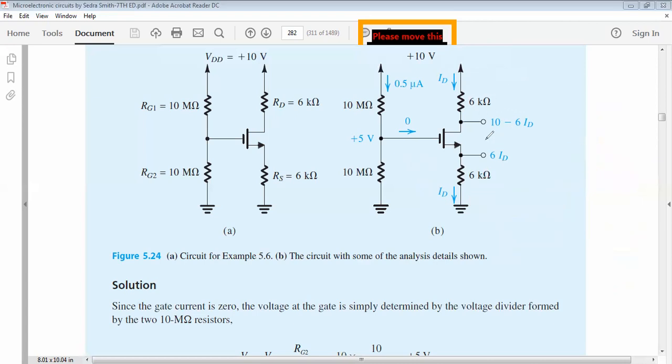That's it. So this is about how to analyze MOSFET circuits. We calculated ID, drain current is equal to 0.5 milliamperes. The results are 0.5 milli, and VD is equal to 6 ID. We calculated all node voltages and all branch currents. Like that, we can easily analyze MOSFET problems. Okay, thank you.